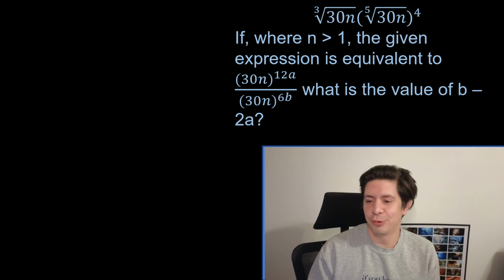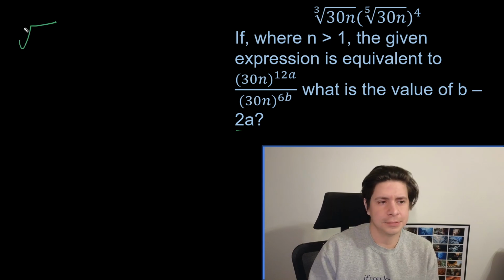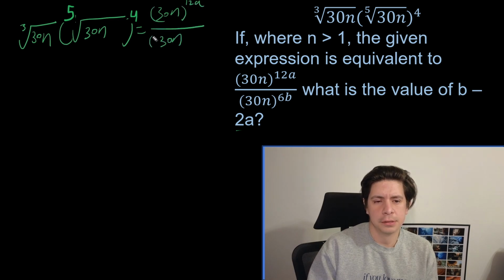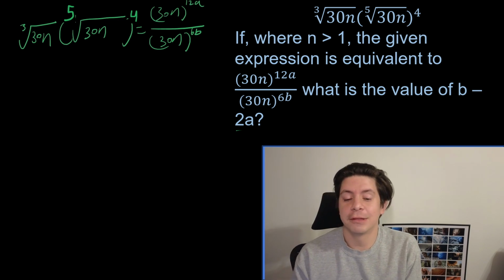The biggest issue people have is they say b minus 2a, they have two variables, and to them there's only one equation, right? This equals that. So we would say as our equation 30n equal to 30n to the 12a over 30n to the 6b. What throws people off is they look and think, this is one equation, we have two variables, how do we solve? But we're not solving for the variables individually, we're solving for them together.